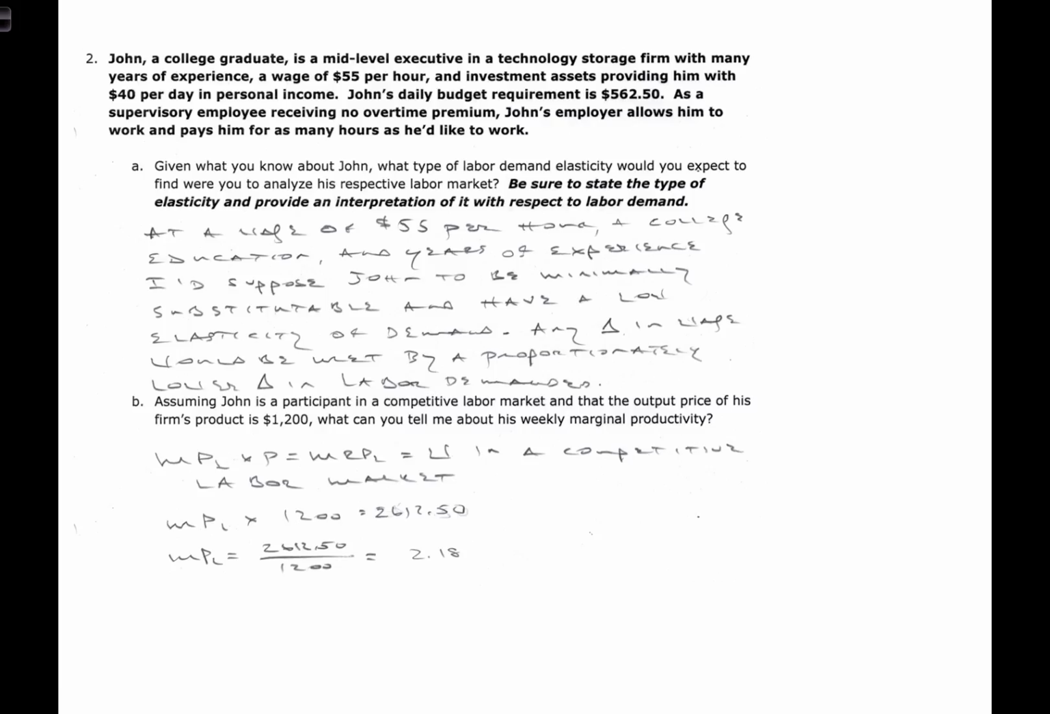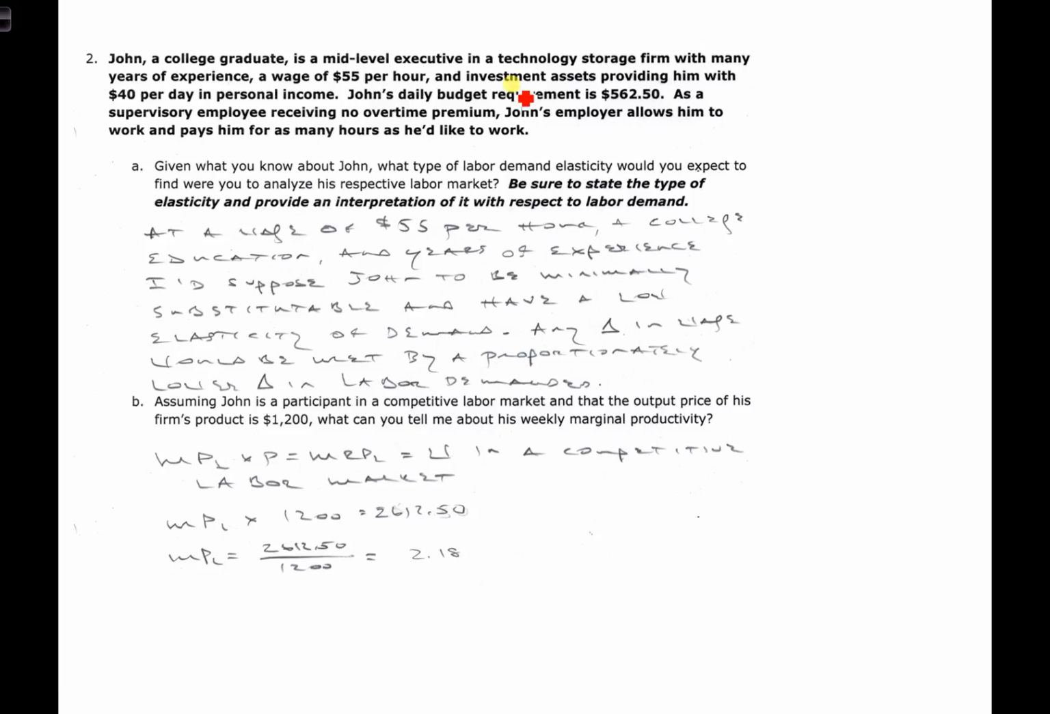Question number 2, we give you a story about John. John's a college graduate. He's a mid-level executive. He's got years of experience. He's getting a wage of $55 per hour, which, if he works 40 hours a week and 52 weeks a year, is $114,400. So this is a fairly skillful guy. This is not a low-skilled employee. Maybe isn't even a moderately skilled employee at $114,000 a year. I think I would say that is a highly skilled employee.